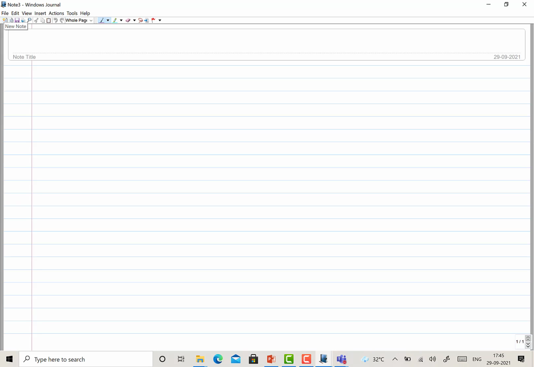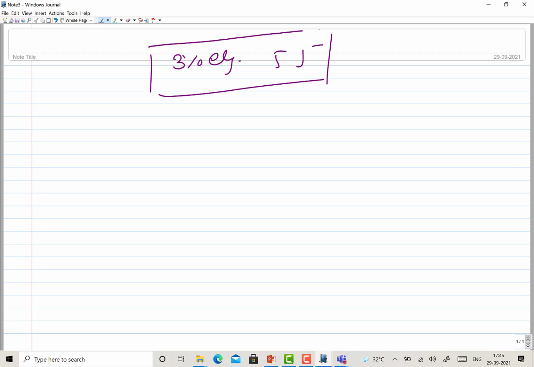like say if for a particular application it is required to use the metal having 3% elongation or 5 joule of toughness, then how to do it? There is only one way out. Anyone can suggest what is the way out? Use the low ductility. Yeah.